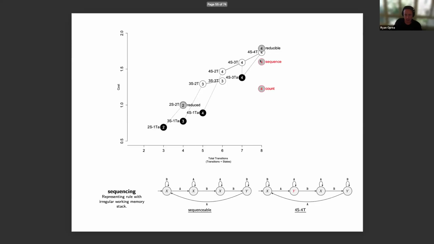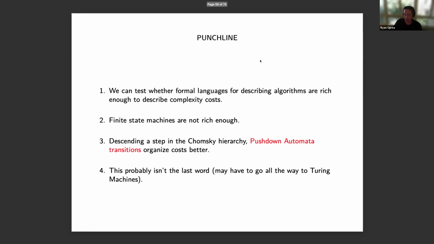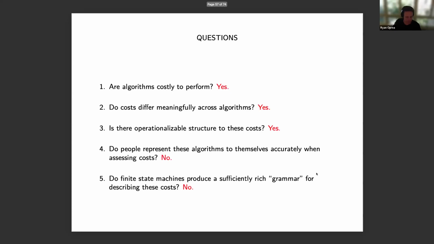Okay, I'll just skip that. So there's a lot more detail on this in the paper. More generally, we can test whether formal languages for describing algorithms are rich enough to describe complexity costs. The results in the paper show that finite state machines are not rich enough. Push-down automata organize these costs better, and this probably isn't the last word. You can easily imagine that we end up finding distinctions between types of rules that suggest we should go to very rich ways of representing algorithms like Turing machines. Okay, so I have 2 minutes.